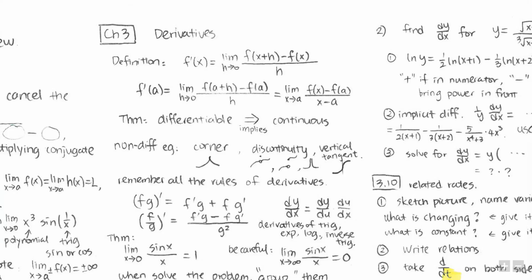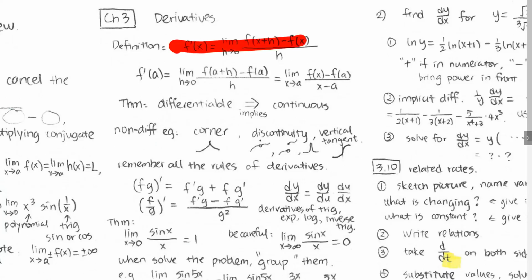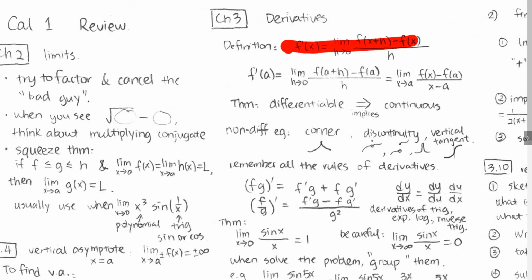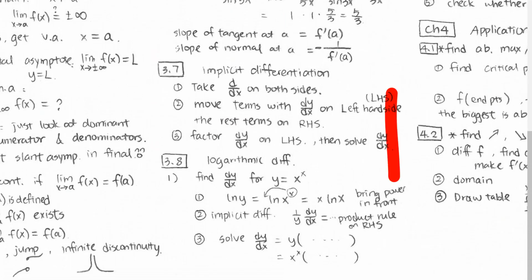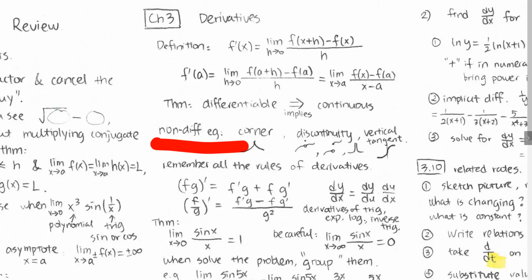The f prime of x is the limit as h goes to 0 of f of x plus h minus f of x, over h. So this is the definition. Let me erase that, and let me choose a color. Yes, so this is the definition of derivative.